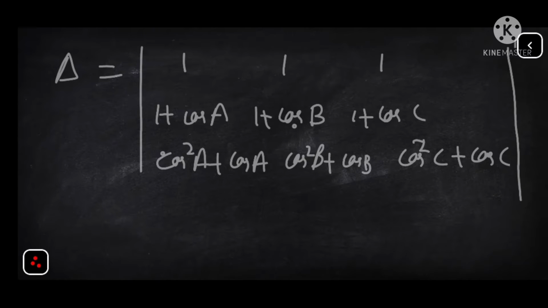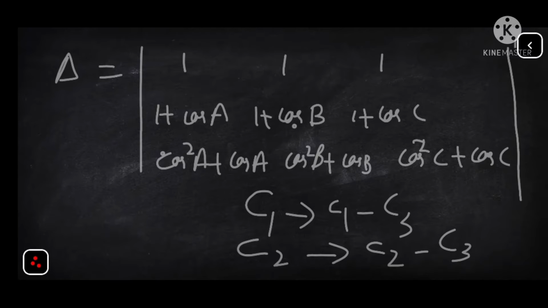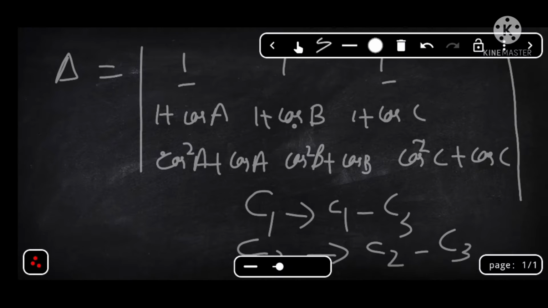What we are going to do here is change C1 to C1 minus C3. Similarly, C2 we are going to change to C2 minus C3. Let's see what will happen when we do C1 minus C3, and also C2 minus C3. So this is C1. C1 minus C3 will give us 0 here, right? So this one will be 0.